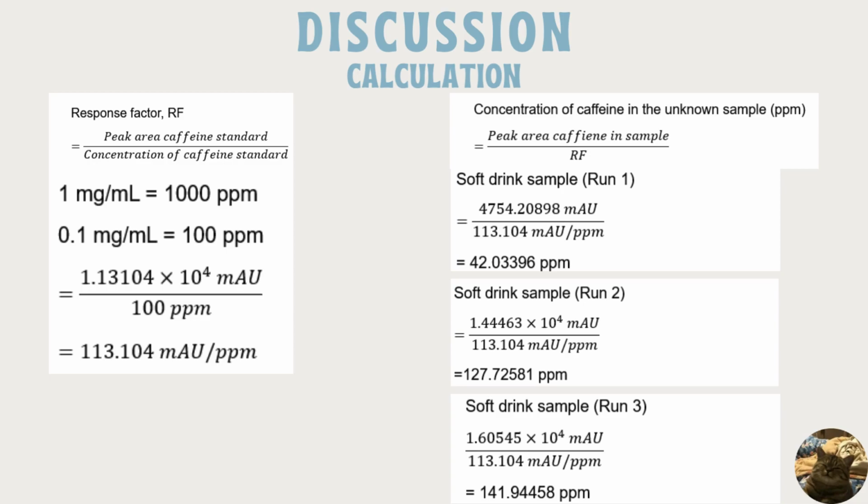The values obtained after dividing the peak area of caffeine in the samples by RF are shown in the slide, where the concentration of caffeine of the soft drink sample that was run once was 42.03396 parts per million. The concentration of caffeine of the sample that was run twice was 127.72581 parts per million, and the concentration of caffeine in the sample that was run thrice is 141.94458 parts per million. That is all from me, and the discussion will be continued with the topic of advantages and limitations of HPLC.